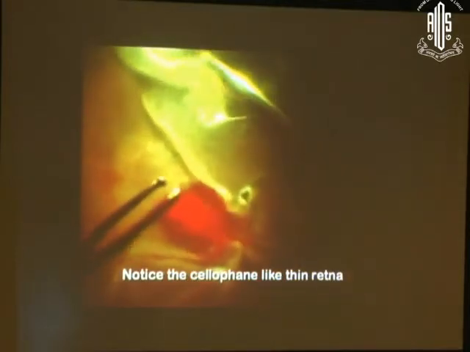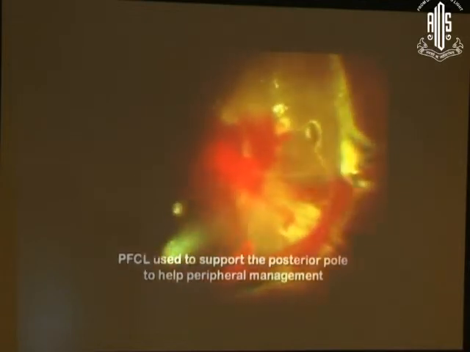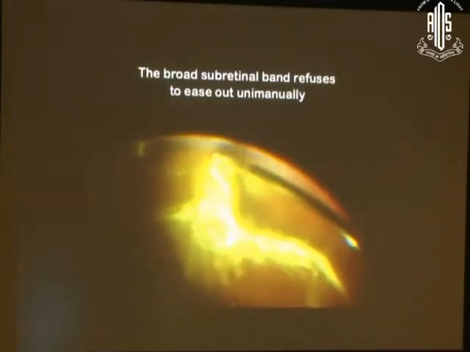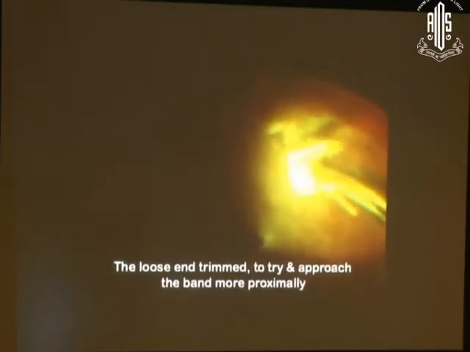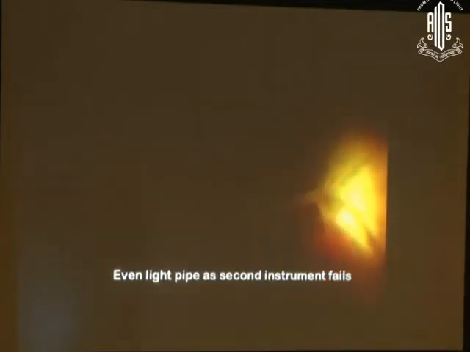See how thin and cellophane-like the retina is, and you already probably noticed that there was a very broad subretinal band. So I am attempting to remove that subretinal band after giving my posterior pole PFCL support. It's a very thick one, and more importantly, the retina is thin. You can't pull hard, else you will land up with a huge GRT. So the loose end is trimmed to try and approach the band more proximally. I try to give counter traction with the light pipe, but even that's not helping.